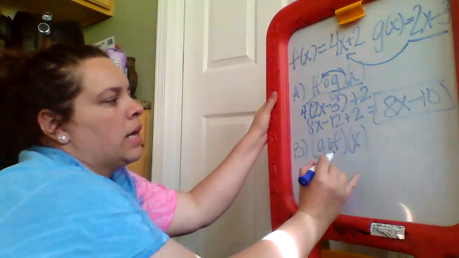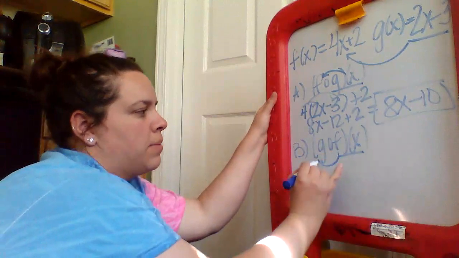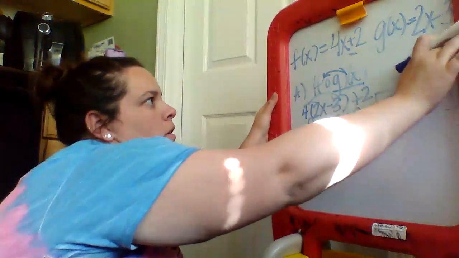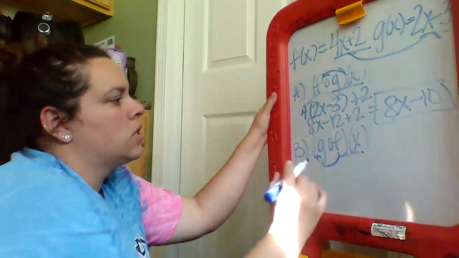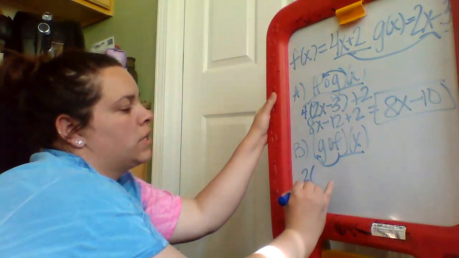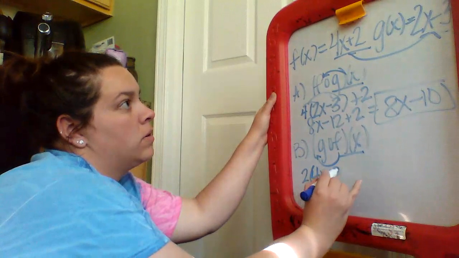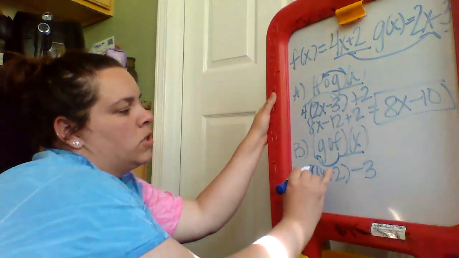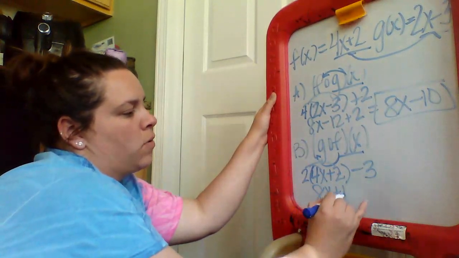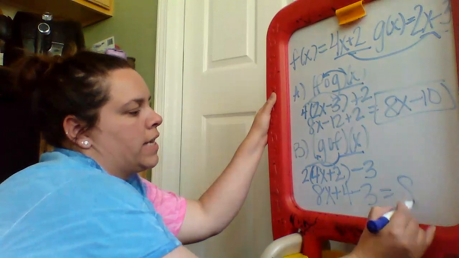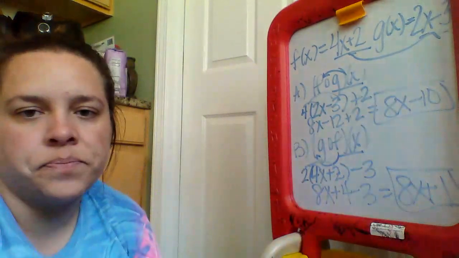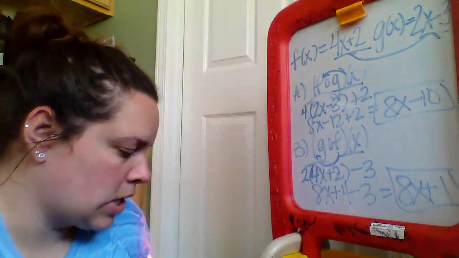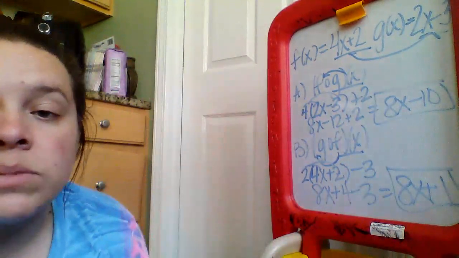All right, this one, g of f of x. Take f of x and plug it into g. So that's going to be 2 times 4x plus 2, minus 3. So distribute, so that's 8x plus 4 minus 3. So that's 8x, and 4 minus 3 is 1. So 8x plus 1.